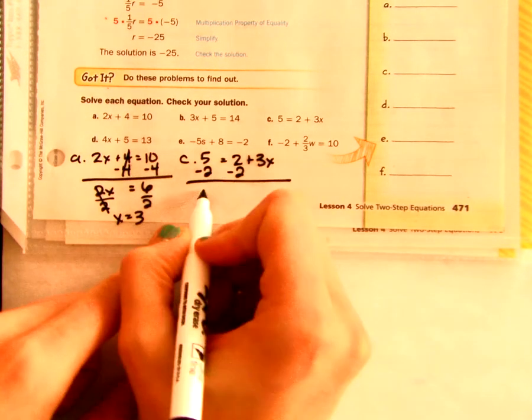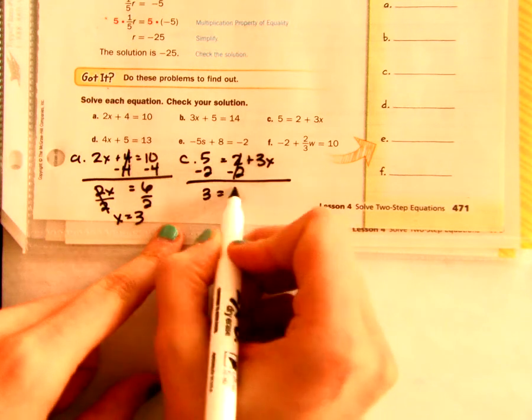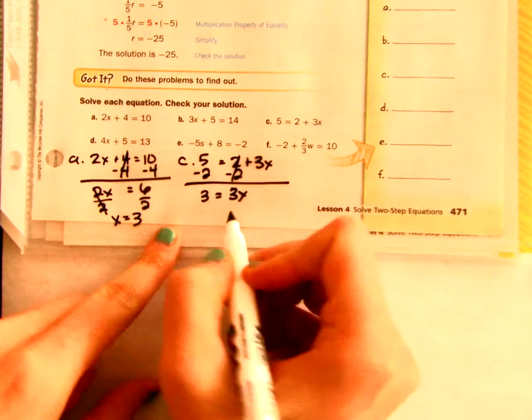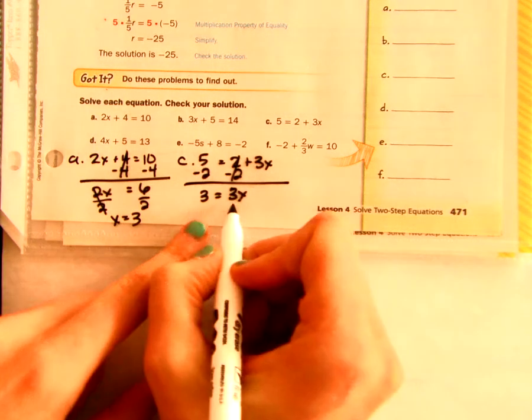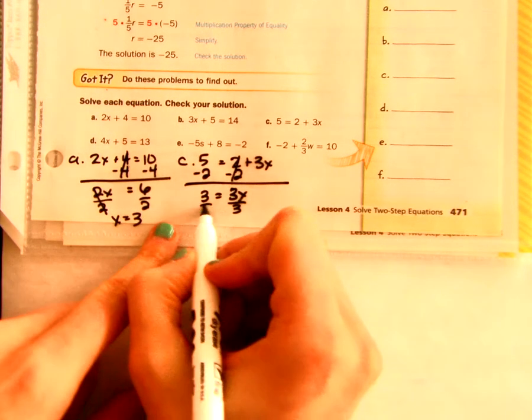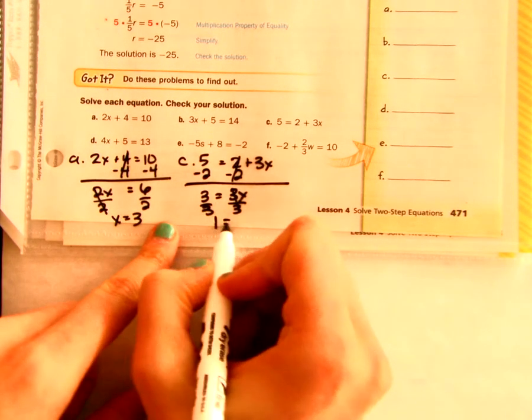So I have 3, the 2 is canceled. I have a positive 3x. Now I have 3 equals 3 times x. Since I'm multiplying by 3, I'm going to divide by 3. Cancel, so 1 equals x. So x equals 1.